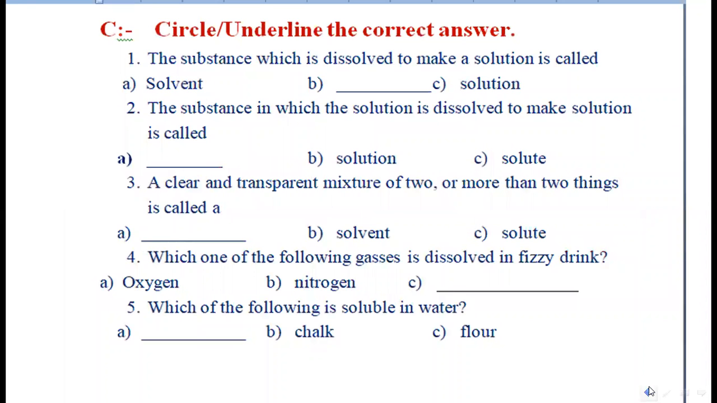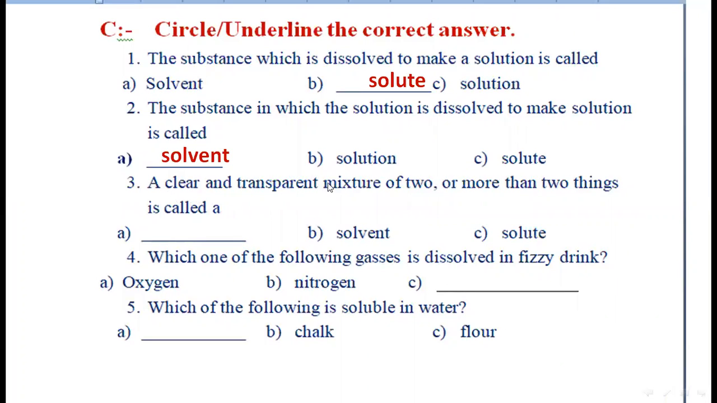Exercise number C. The substance which is dissolved to make a solution is called solute. We use a solute as a substance which is dissolved to make a solution. Number 2, the substance in which the solute is dissolved to make a solution is called solvent, like water. Here solute, sugar and salt. And here solvent, water as a solvent.